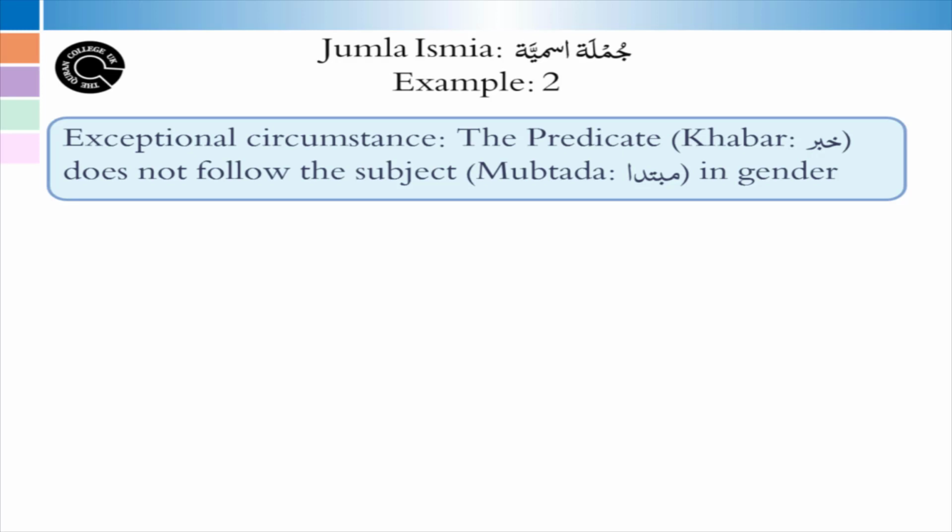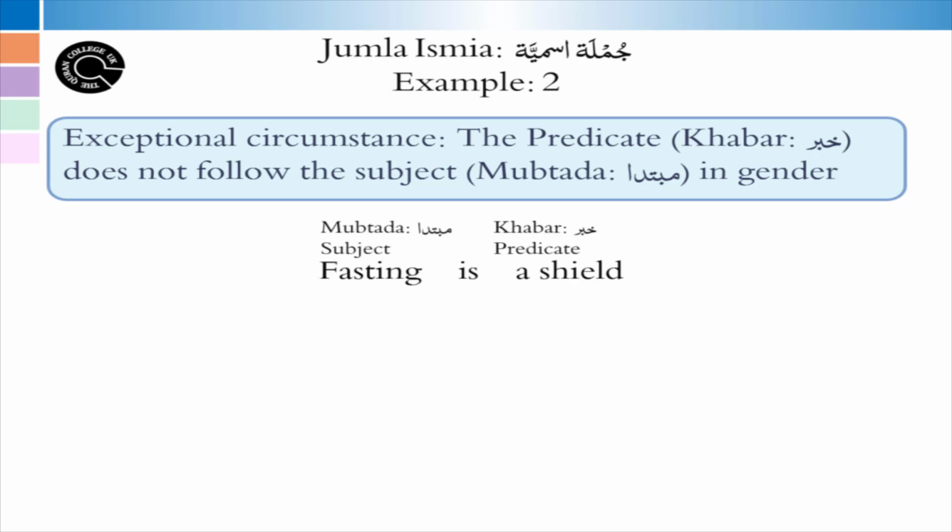Another example comes from a hadith, where the predicate does not follow the subject's gender. For example, fasting is a shield. In Arabic, it becomes as-siyamu junnatun. In this example, the subject, as-siyamu, is definite, while the predicate, junnatun, is indefinite. They both are singular. However, the subject is masculine, but the predicate is feminine. As a rule, the predicate needs to follow the gender. But again, the nominal sentence deviated away from following the rules.